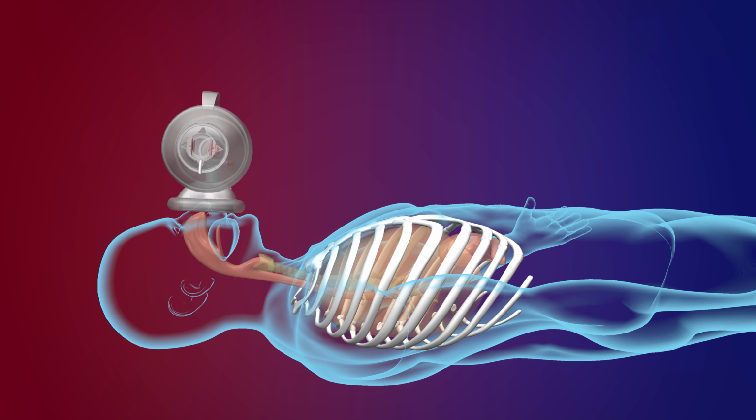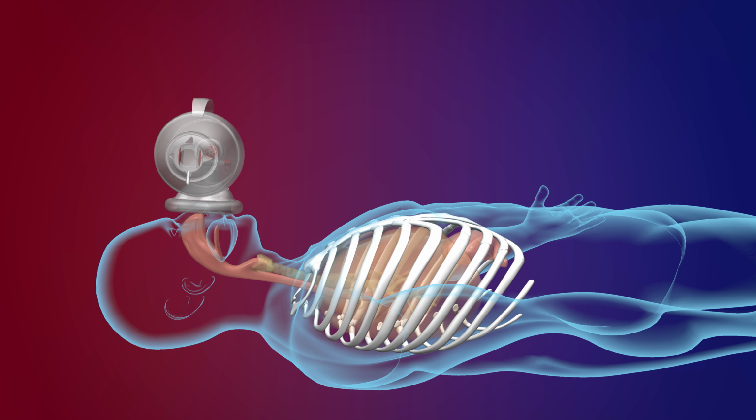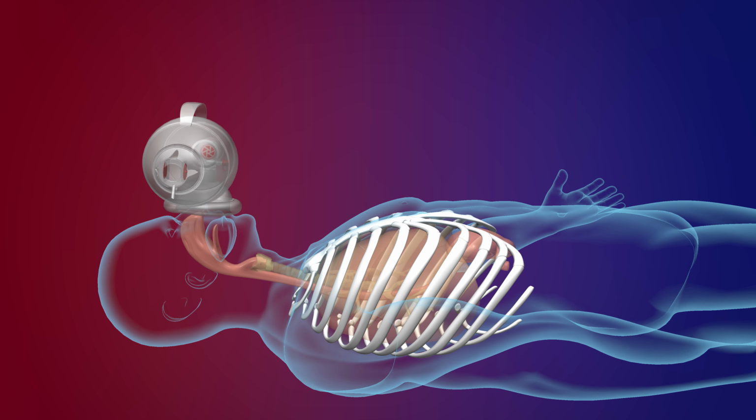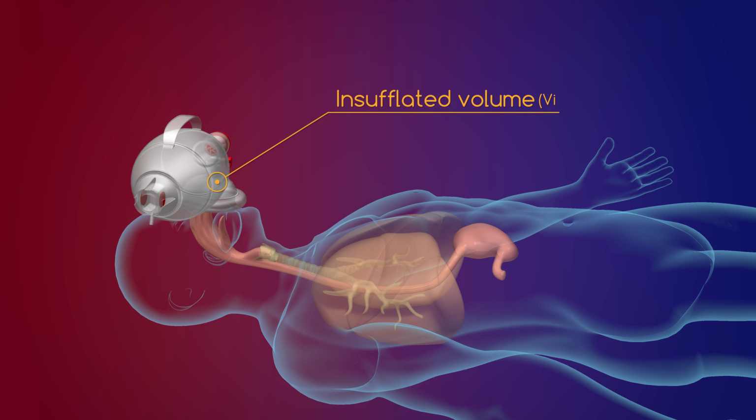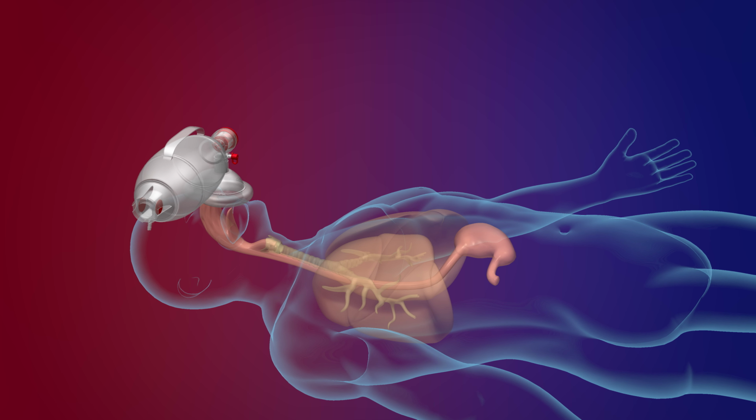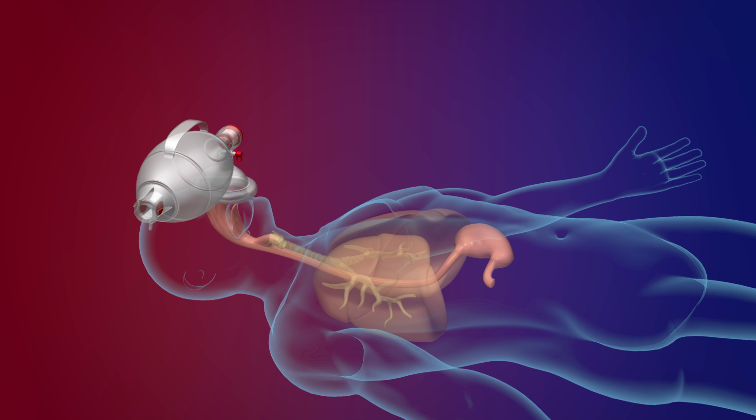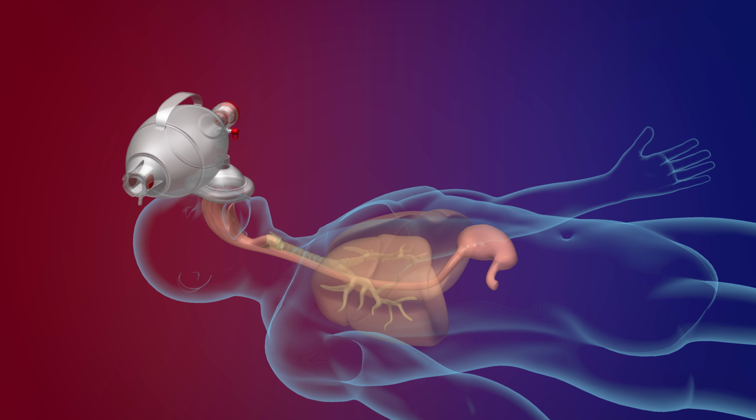During CPR, when you squeeze the bag to provide air to your patient, the volume of air created at the outlet of the bag is called the insufflated volume. The air continues its pathway through the airway. Here, a mask is represented.